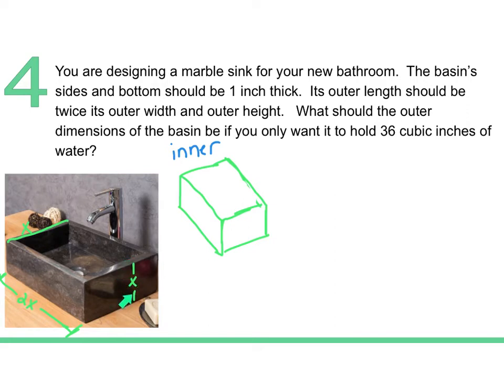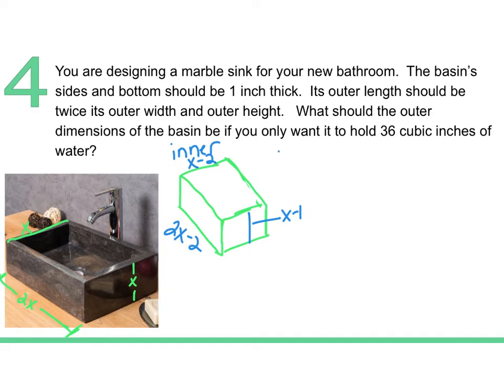So the height was x, but for the inner, it's going to lose 1 inch on the bottom. So my new height is going to be x minus 1 because it's losing 1 inch. And the width would lose 1 inch on each side. It's losing 1 inch here and 1 inch over here, so it would be x minus 2. And the length is also losing 1 inch on each side from each wall, so it would be 2x minus 2. So this inner part needs to hold 36 cubic inches.